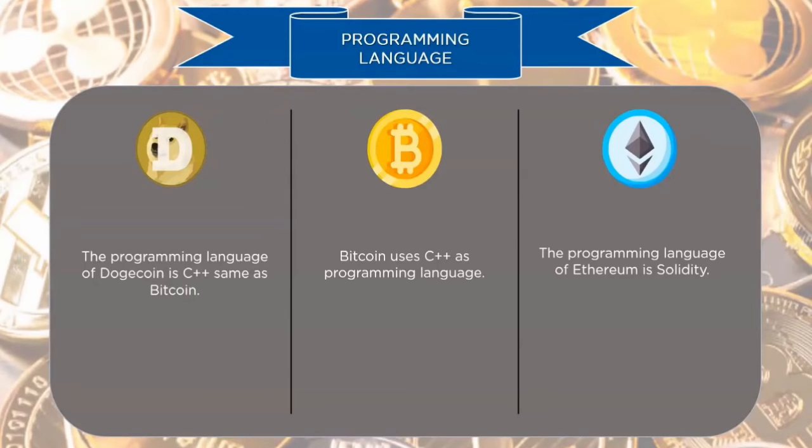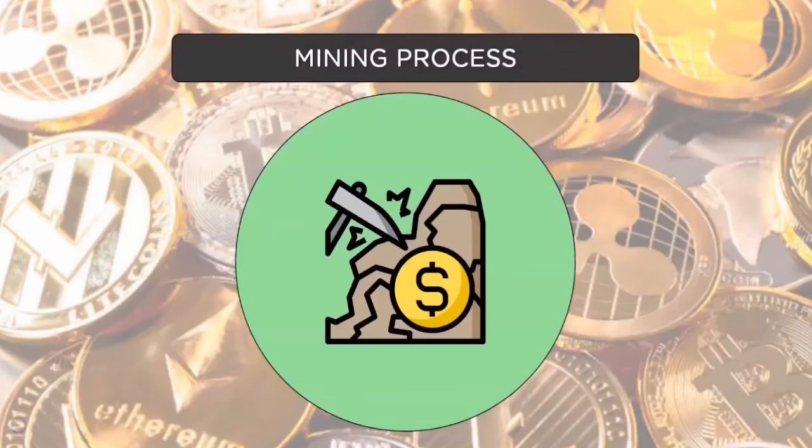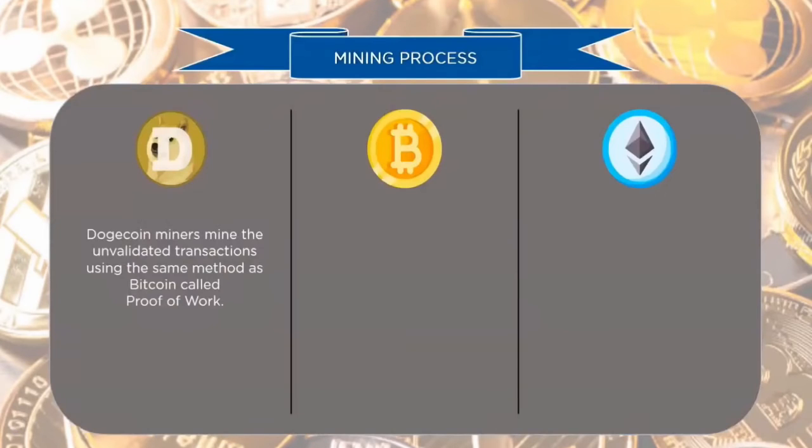Now that we have covered the programming language and the algorithm of these cryptocurrencies, let's get to the following very important parameter, which is the mining process. But before getting started with the comparison, first let's understand what mining is. Mining is a process in which transactions are validated and added to the blockchain public ledger in blocks, and the people mining these blocks are called miners. In terms of the mining process also, Dogecoin and Bitcoin use the same method to verify and validate the pending transactions in their networks, and that is proof of work.